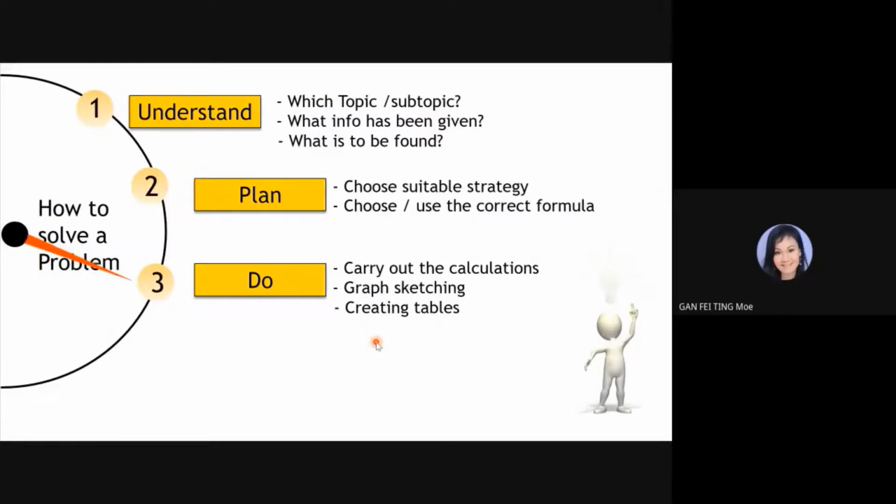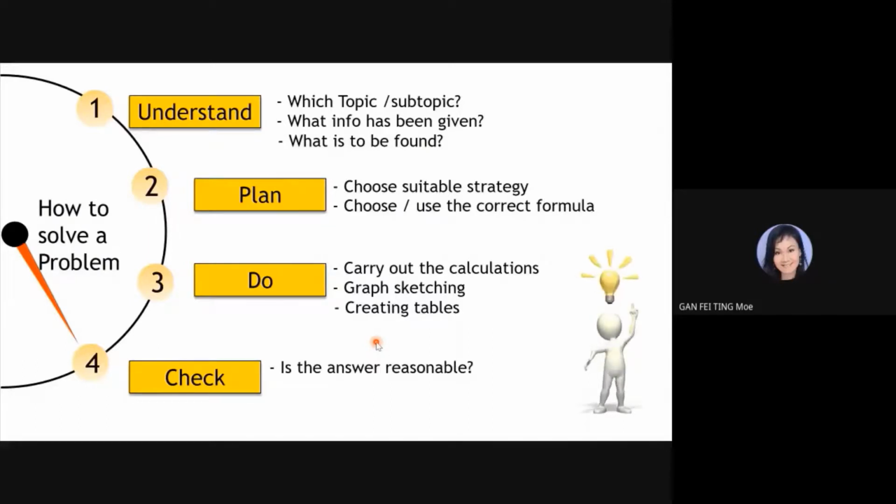Okay, then after that, what do you do? You go to the fourth point and you check. What is the check? You check your answer. Is the answer reasonable? Okay, the answer that I produce, finally, before you go to the next question, the final answer, you think first. Is it correct or not? Okay, how are you going to reason it?